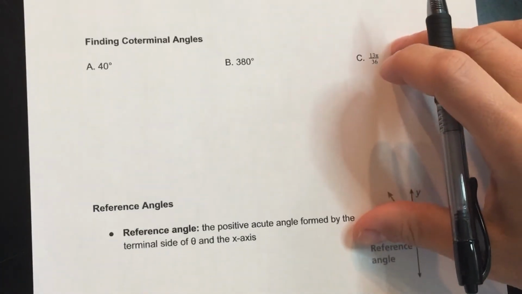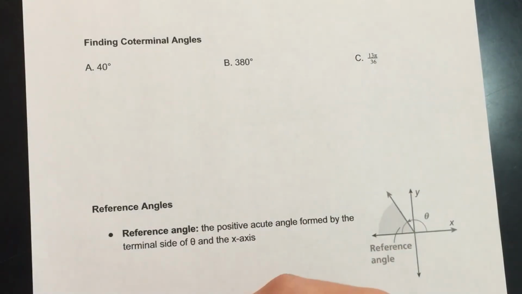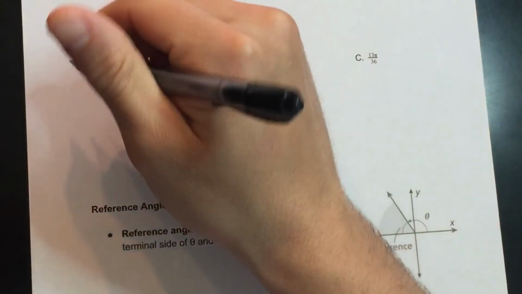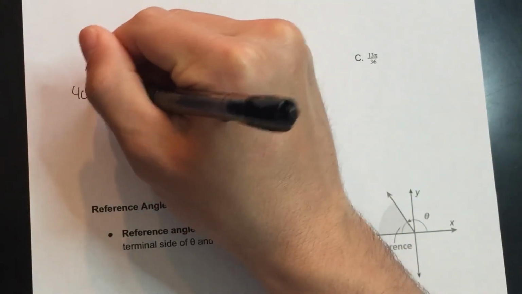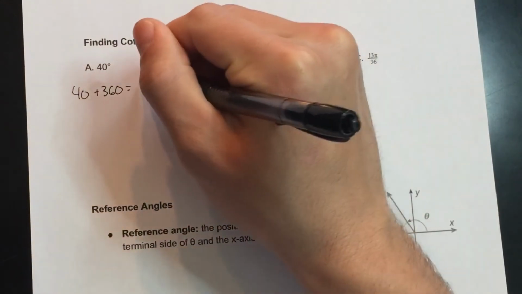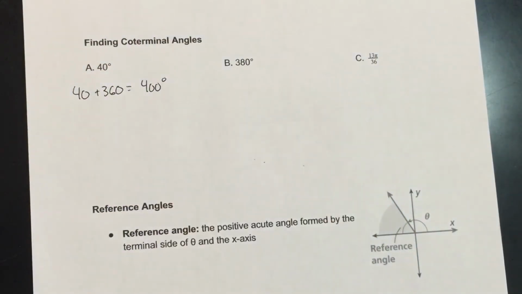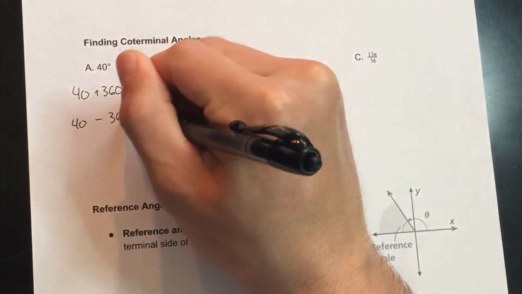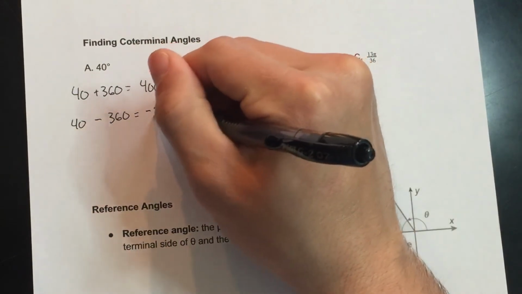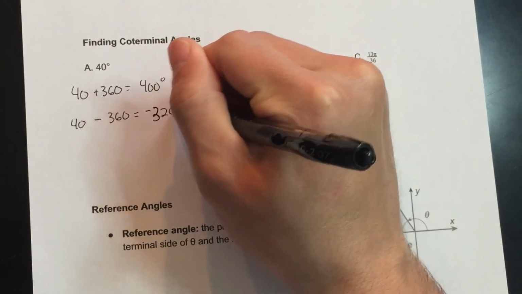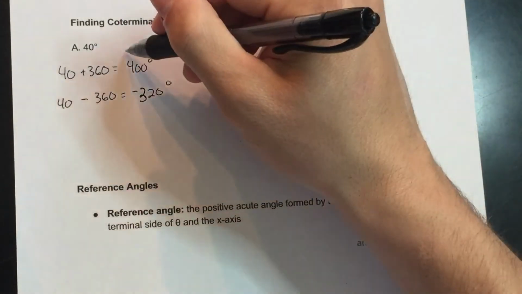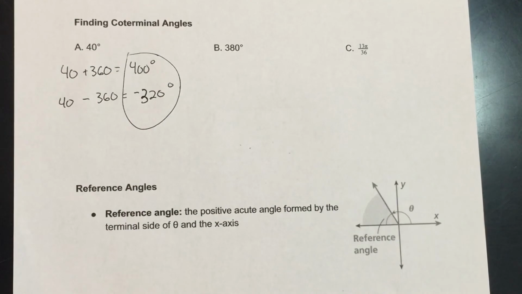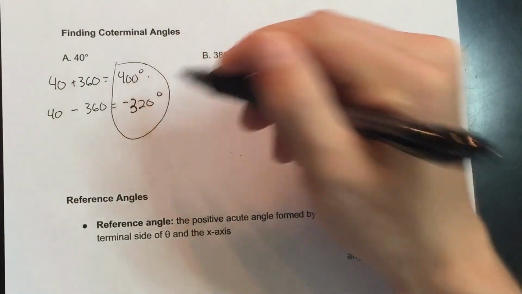If I want to find coterminal angles of 40, 380, and 13 pi over 36, we're going to add and subtract multiples of 360. So we can do 40 plus 360 and get 400 degrees. Or we can also do 40 minus 360 and get negative 320 degrees. These are coterminal to 40. So we add and subtract 360. We always want to have one positive and one negative answer.